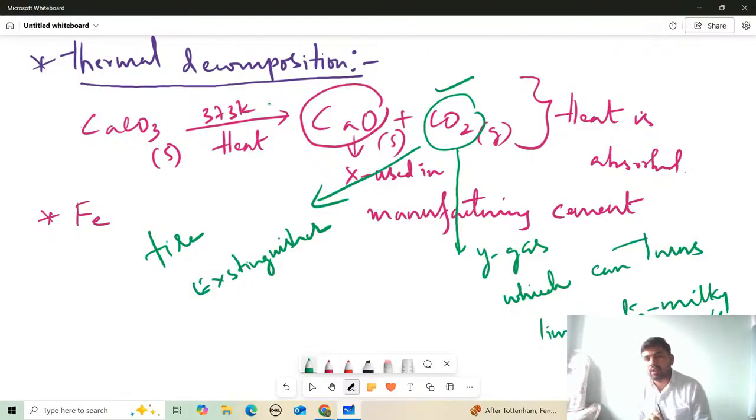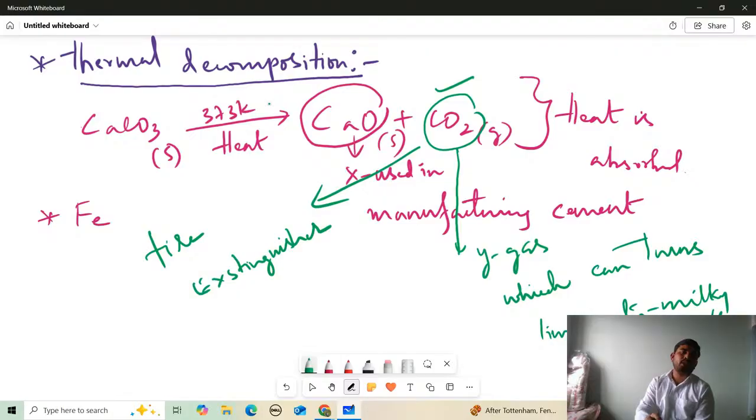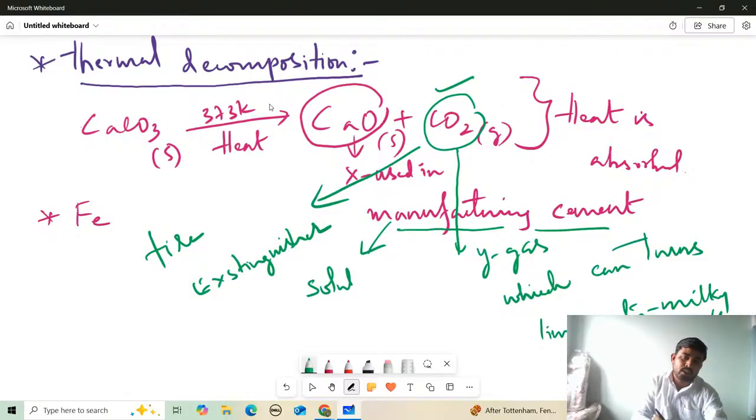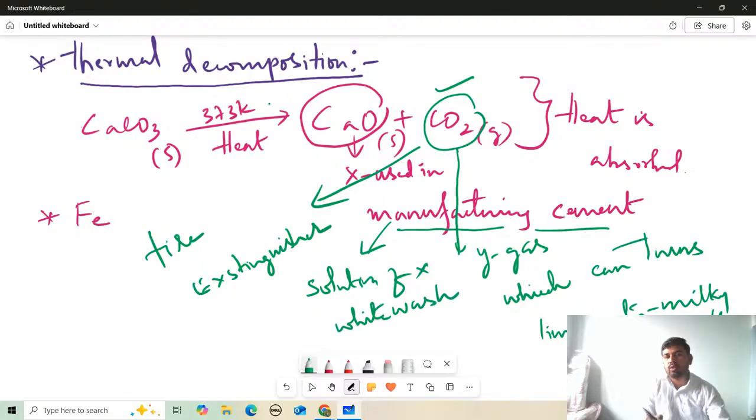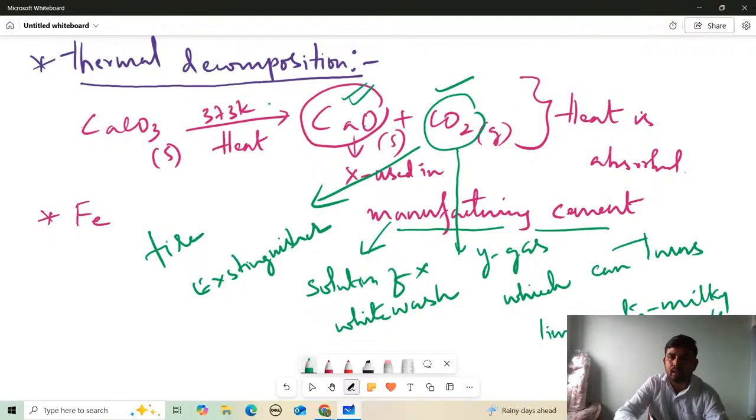These are the kinds of hints they can give about carbon dioxide and calcium oxide. They can ask that X is used in the manufacturing of cement, or that a solution of X is used as whitewash. This kind of hint-based question can be asked about calcium oxide or carbon dioxide. You should remember this, especially in chemistry, where many questions are asked in terms of X and Y.